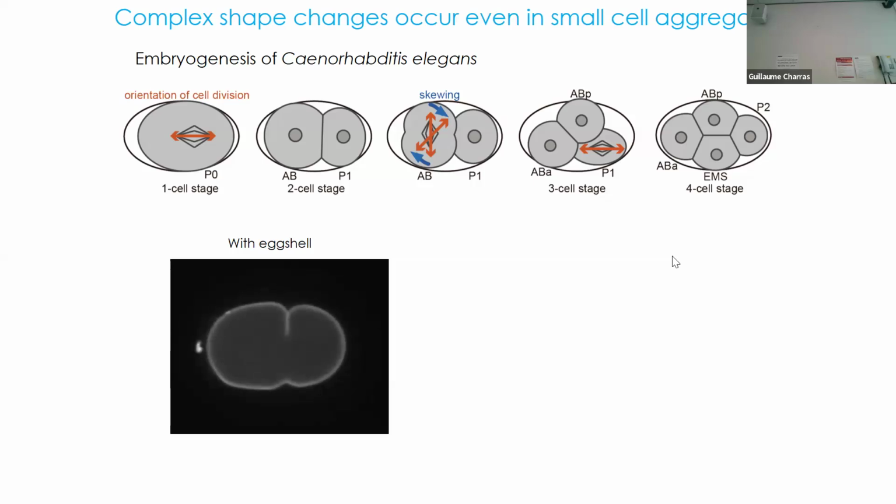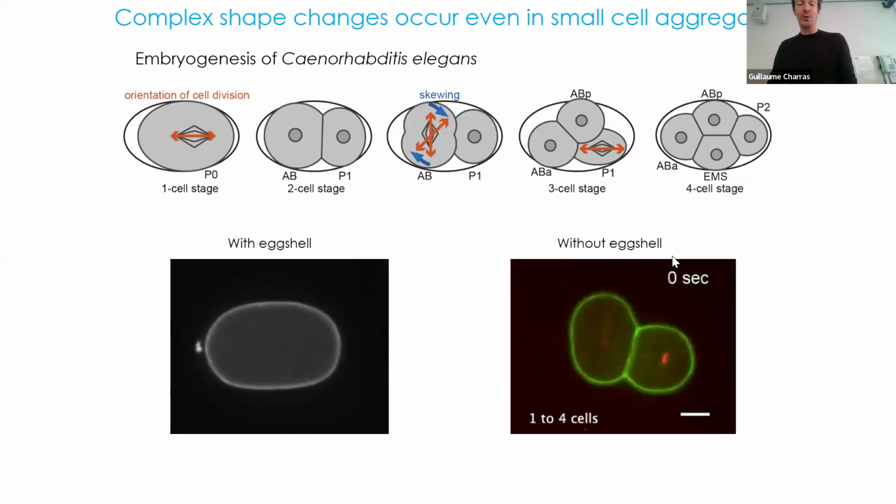It starts from one cell. You have an asymmetric division. This is the larger of the cells, called AB. And then AB divides symmetrically to give ABA and ABP. And then P1 divides asymmetrically again. And what you can see is you've got this aggregate of cells here at the rear. And then this cell here seems to poke out a little bit and be excluded. That's called P2. So one reason could just be that you're in a confined environment, in an eggshell.